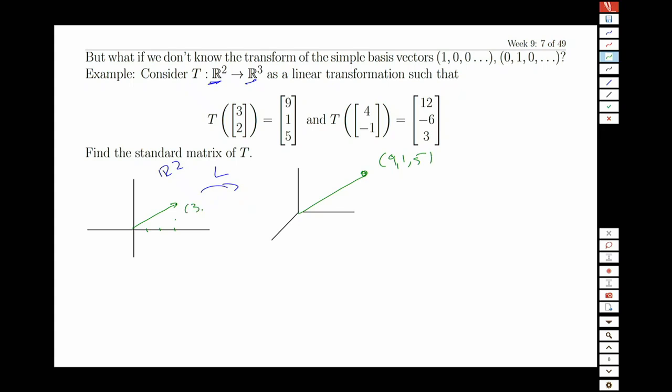That's 3, 2. And we also know that the vector 4, negative 1 maps to some crazy place over here somewhere. It maps to 12, negative 6, 3.